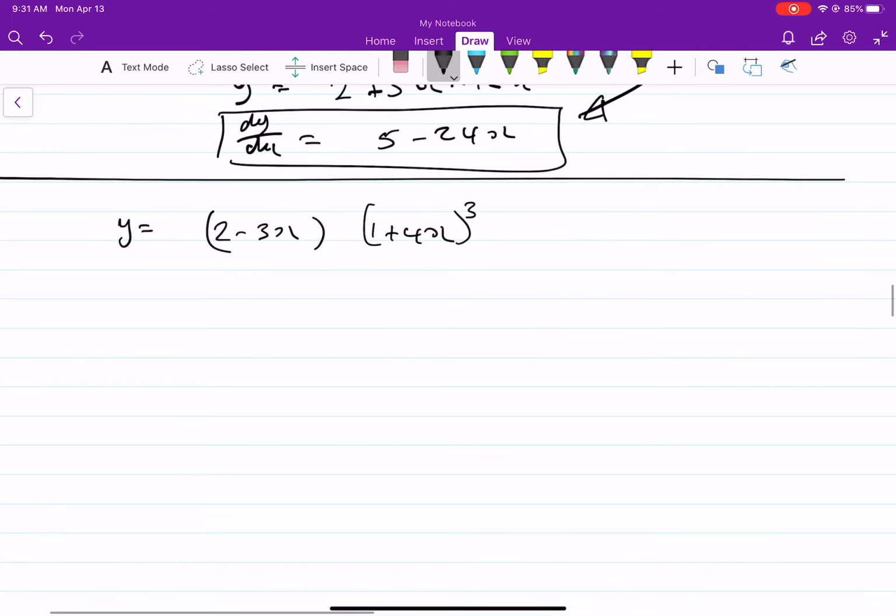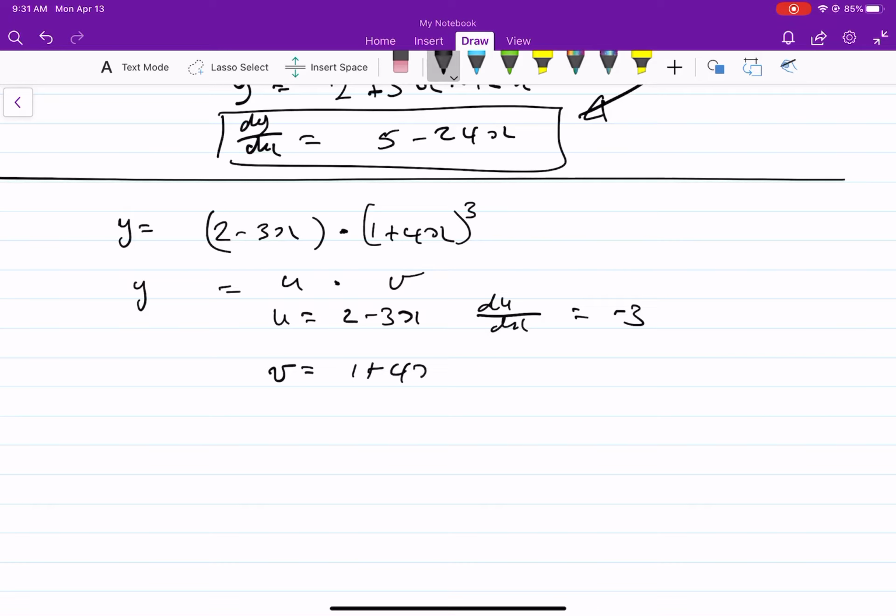Why are we using the product rule? Because it's the product of two functions. Y is equal to u times v. So the u is equal to 2 minus 3x, and therefore the du dx is minus 3. And the v is equal to 1 plus 4x all cubed. Now if you think about this one, we should actually be using the chain rule here. So even within the use of the product rule, part of the differentiation requires the use of the chain rule. And here is clearly a case in which you want to use the chain rule in its shortened form.